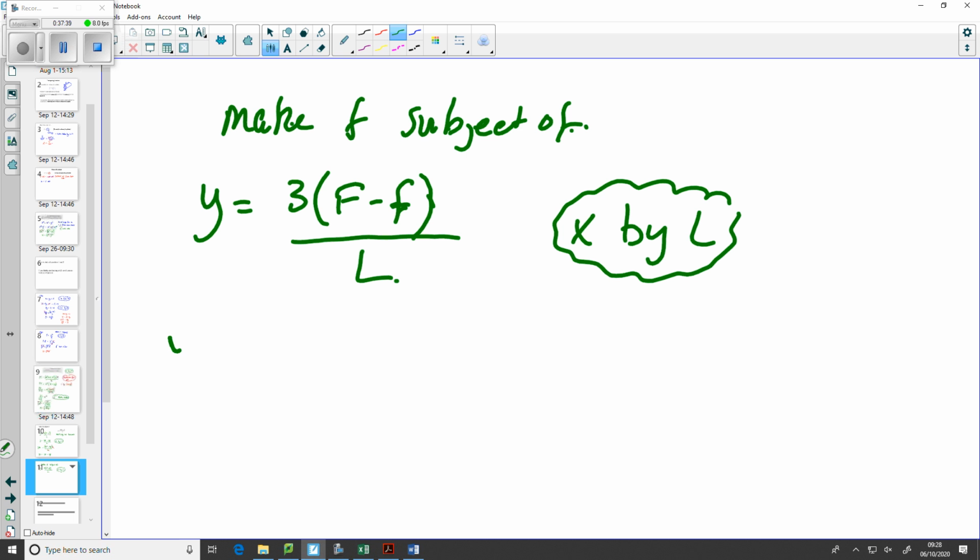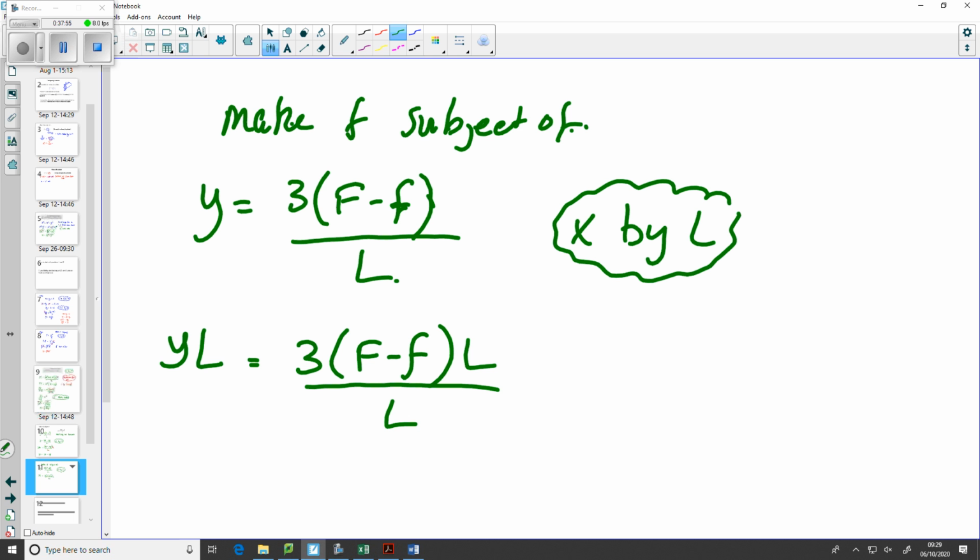So we end up with YL is equal to 3 brackets F minus little f times L over L, and those two cancel. So we now have this as our formula.